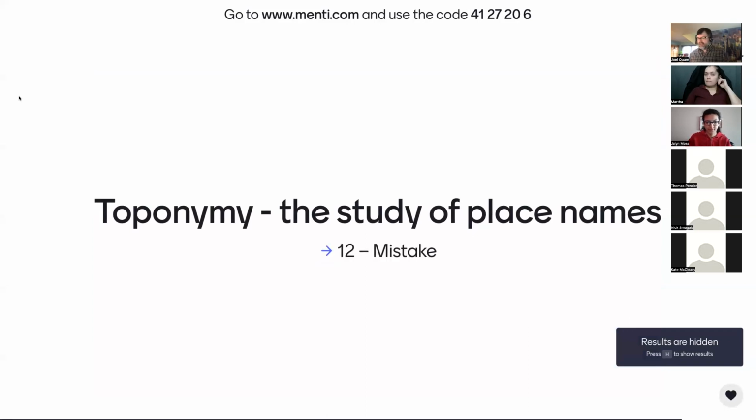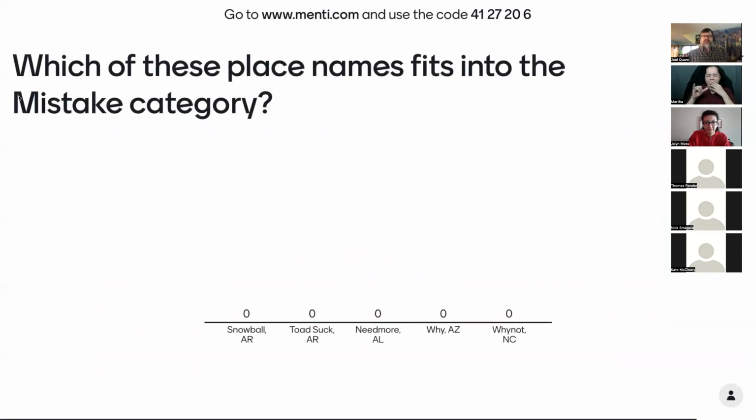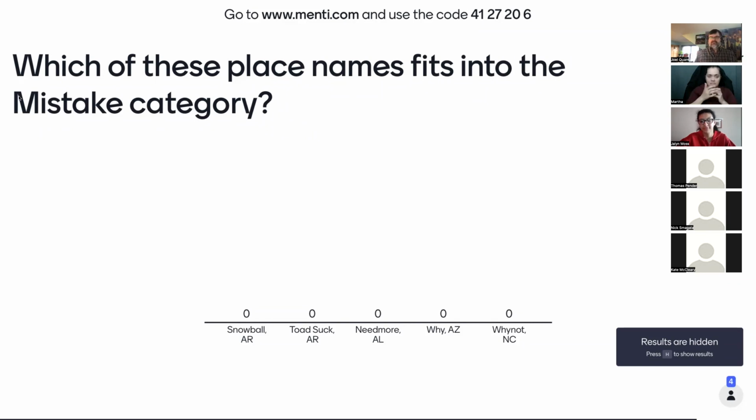All right, number 12 is the mistake. This is not like folk etymology. This is, there was a one-time error, and people, oops, okay, now that's what the place is called. Maybe it was on an official document and it was spelled wrong, or maybe it was something. There was a mistake. Which one of these is in the mistake category?